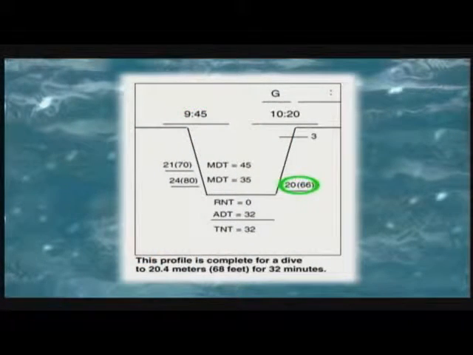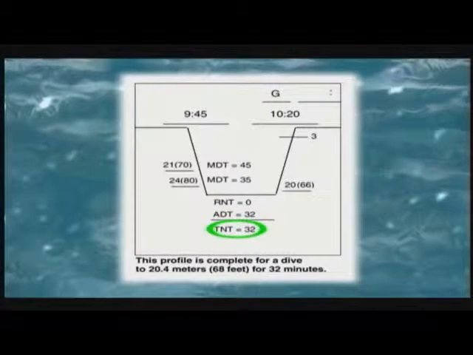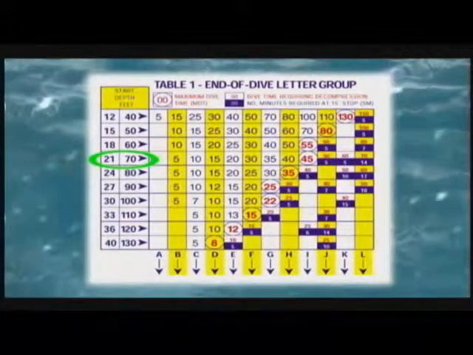Record your start time, your deepest depth, and the time you surfaced. Record your ADT, remembering to subtract the 3-minute precautionary stop from the elapsed time. Add your ADT to your RNT to get your TNT. On Table 1, find your letter group using your deepest depth and the time corresponding to your TNT. Record the letter group. This completes the dive profile for your first dive.